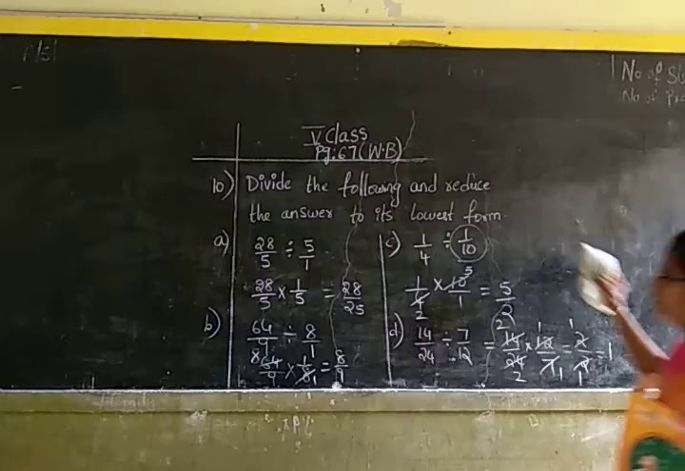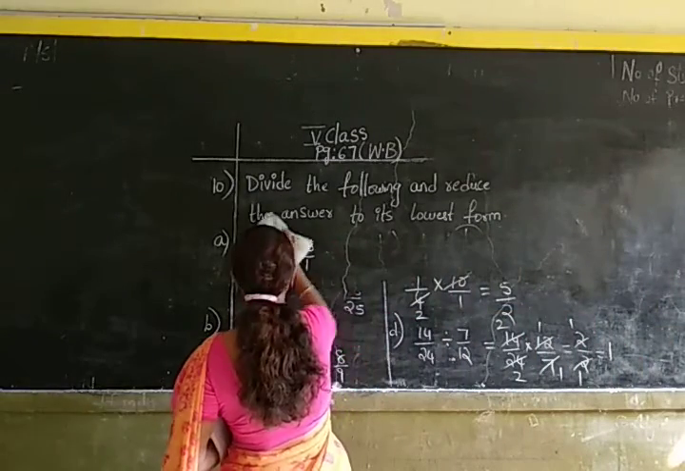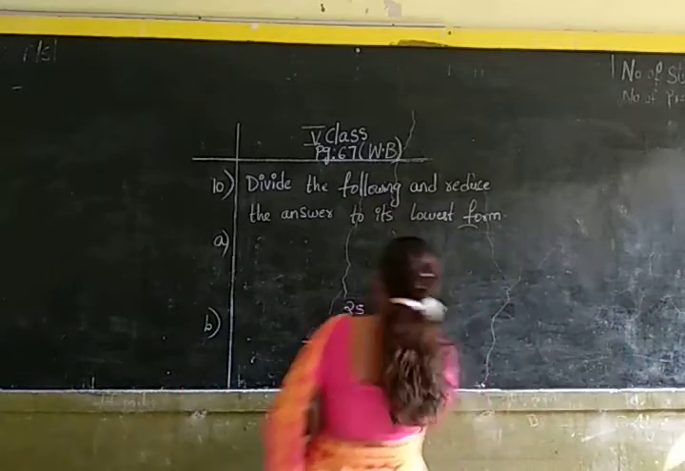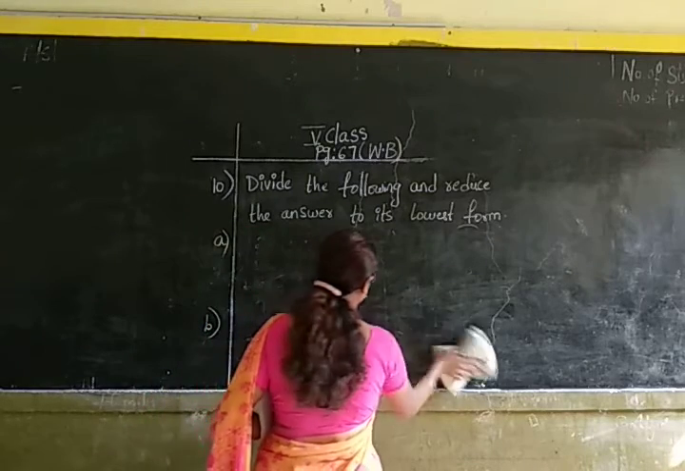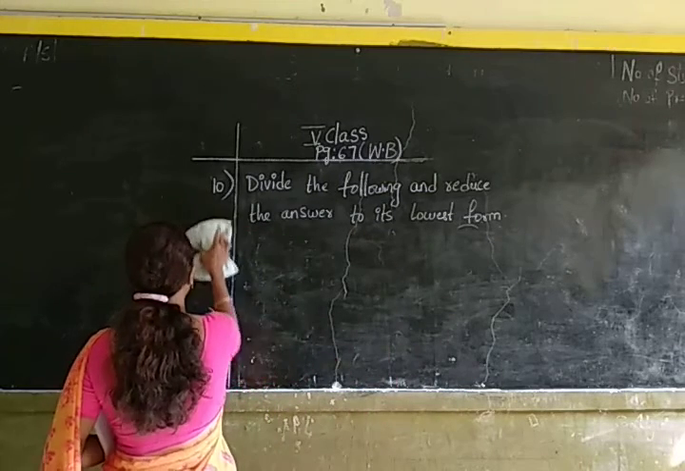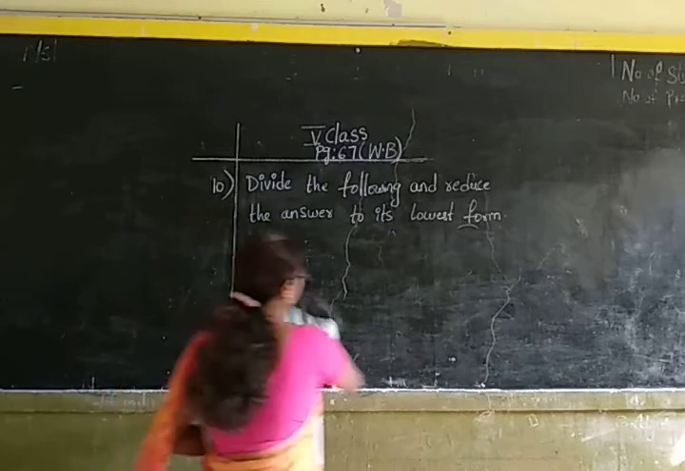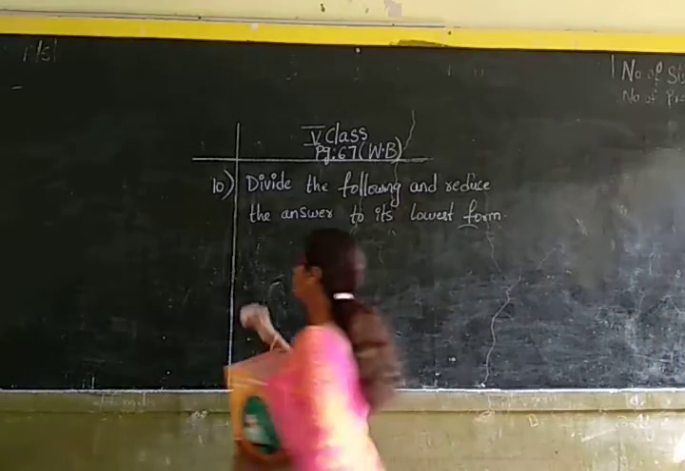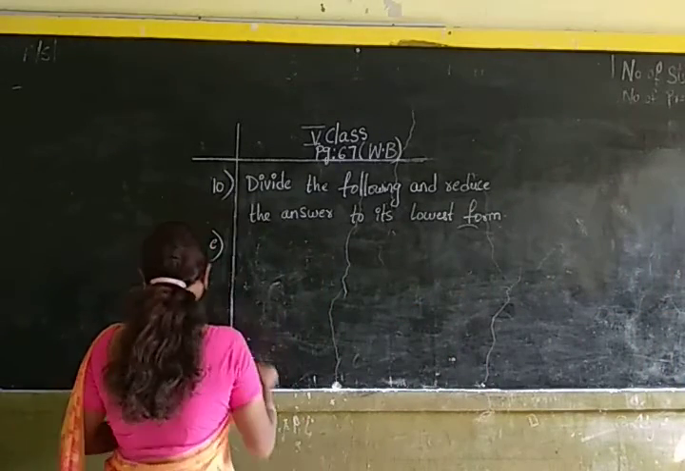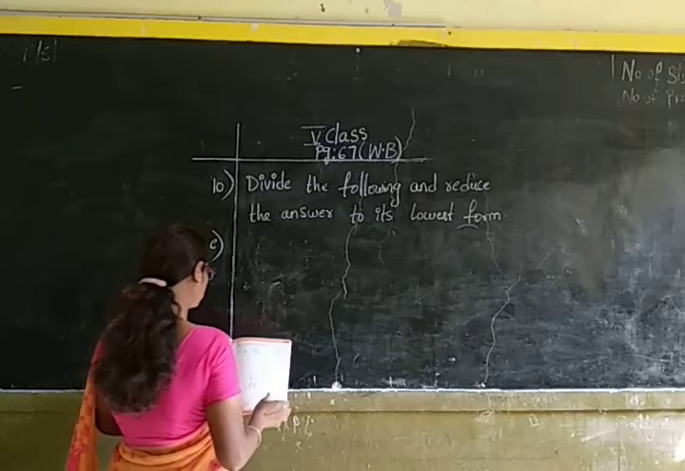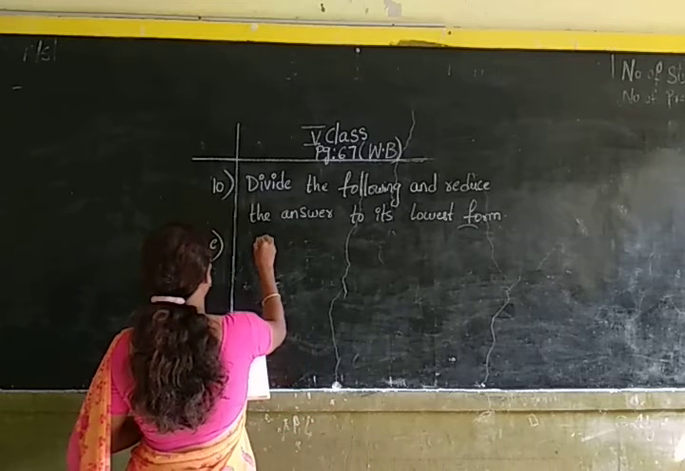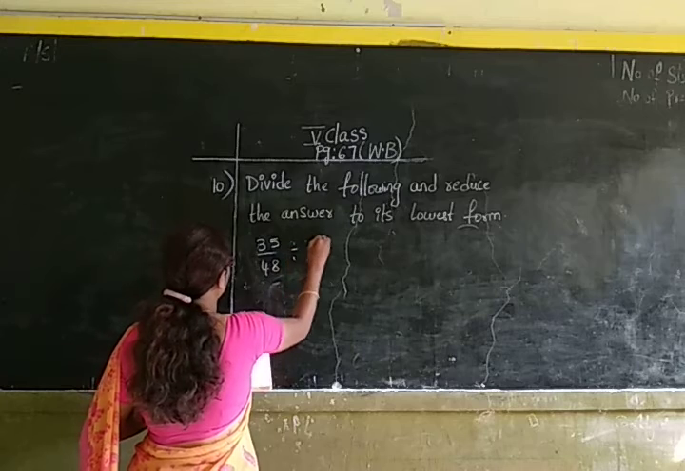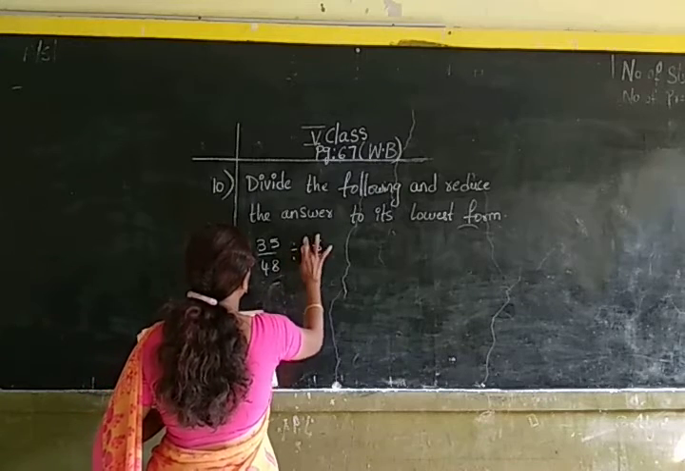Now let us do the E sum. 35 by 48 divided by 5 by 4.